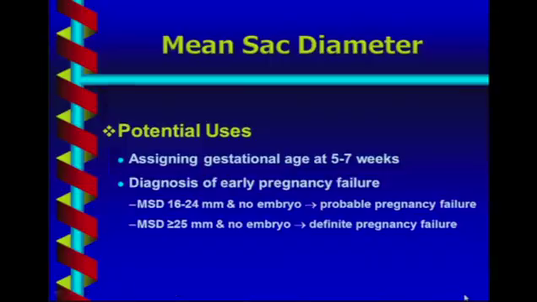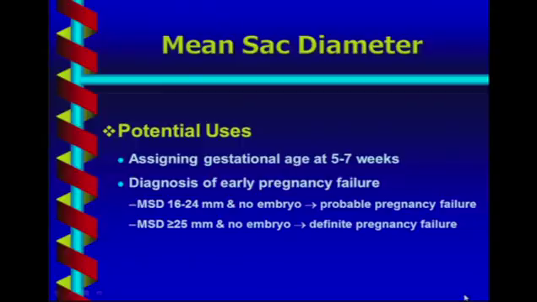So it's a measurement. What can you do with it? Well, there are 2 potential uses. One is assigning gestational age between 5 and 7 weeks, and a second potential use is diagnosis of early pregnancy failure. The currently accepted guidelines are that when the mean sac diameter is 16 to 24 millimeters and you see no embryo, you can diagnose probable pregnancy failure. When the mean sac diameter is at least 25 millimeters and no embryo, definite pregnancy failure.